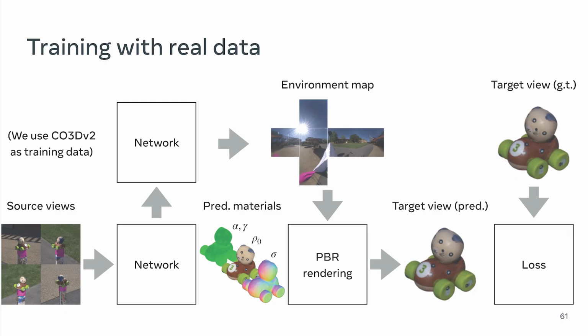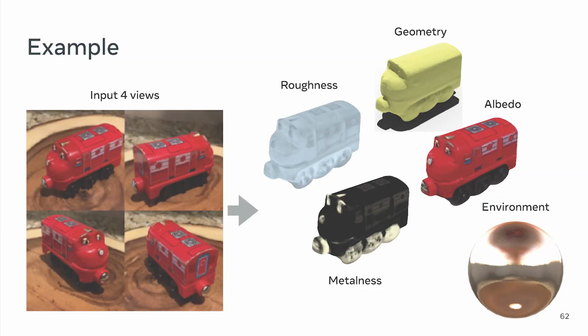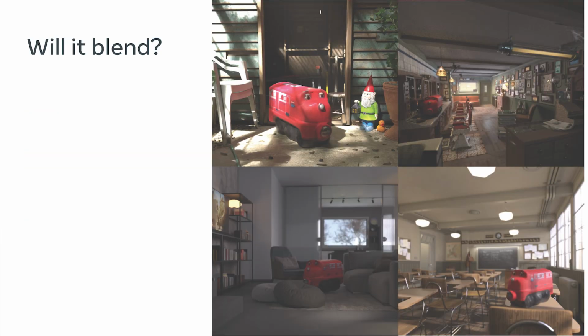Okay, enough discussion. Let me show you some examples, and then we'll stop. So here are some examples you can get from this particular model. It's four views. You get out the geometry, the roughness, the metalness, and the albedo, as well as an estimate of the environment. Of course, this is very, very rough, but this is actually super difficult to get. So this is actually already considered to be a good result. Will it blend? Kind of, I guess. If you take this small object and you put it back into render views, where the illumination changes a lot, well, it looks pretty plausible, right?